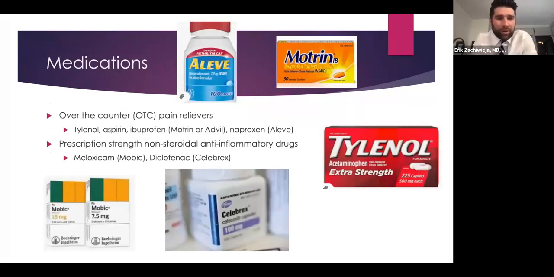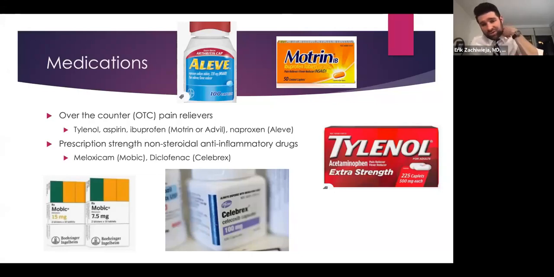Now, there are also a multitude of different types of medications that we can use for the pain associated with osteoarthritis. So in general, the pain associated with osteoarthritis is primarily related to inflammation within the joint. So we recommend anti-inflammatory medications. These are both over-the-counter, such as Aleve, which is naproxen, or Motrin or Advil, which are ibuprofen. Or Tylenol as well is beneficial.